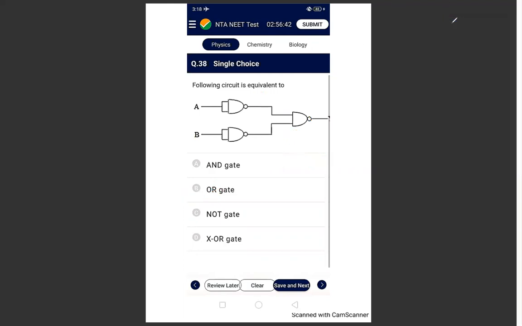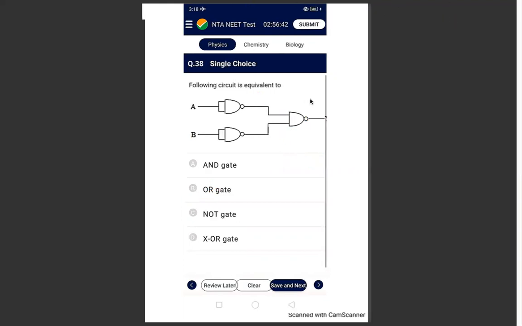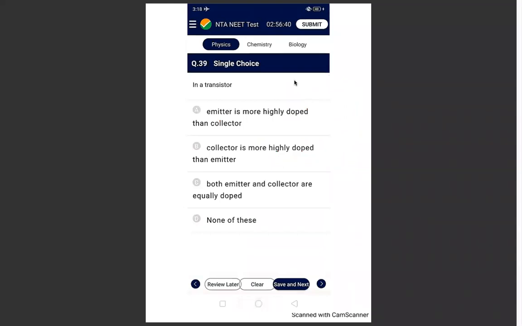The next question is question number 39. In a transistor, as we know, the emitter is going to be highly doped, the collector is moderately doped and the base is least doped. So the direct answer is option A. Emitter is more highly doped than the collector. Option A is the correct answer.